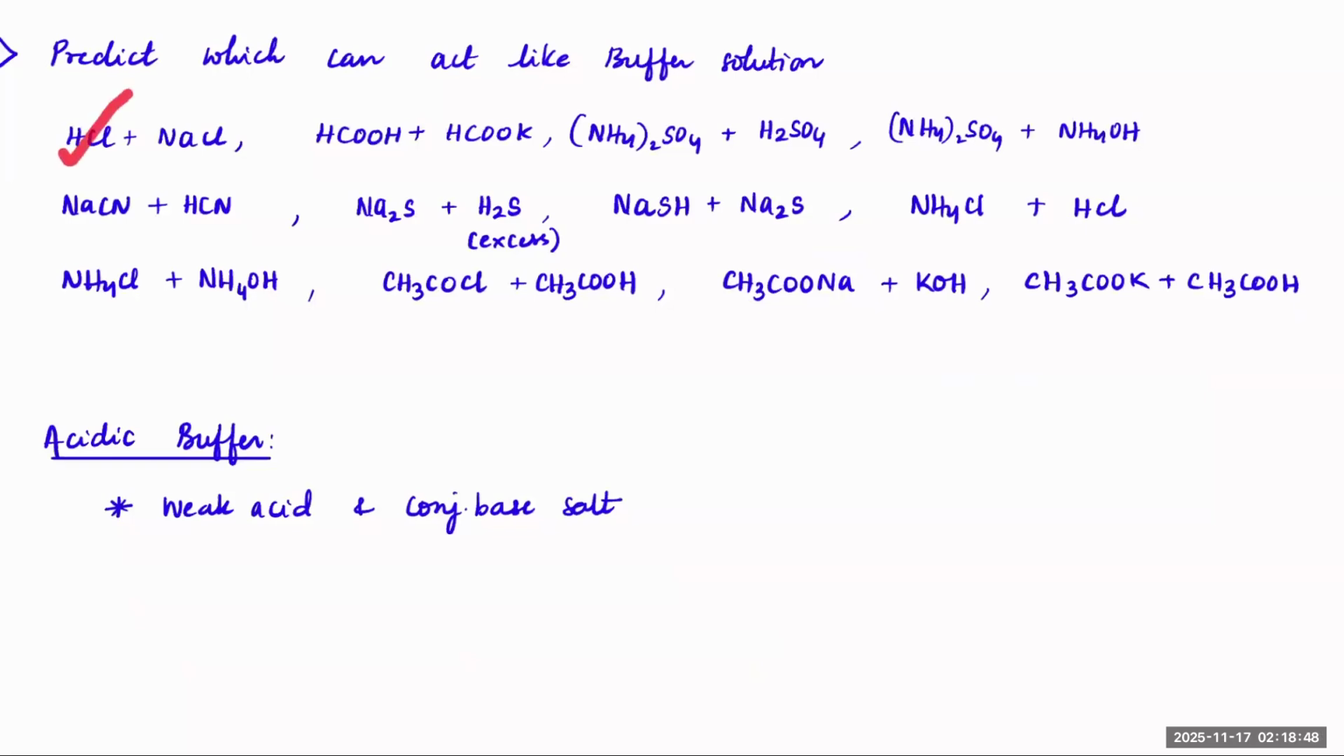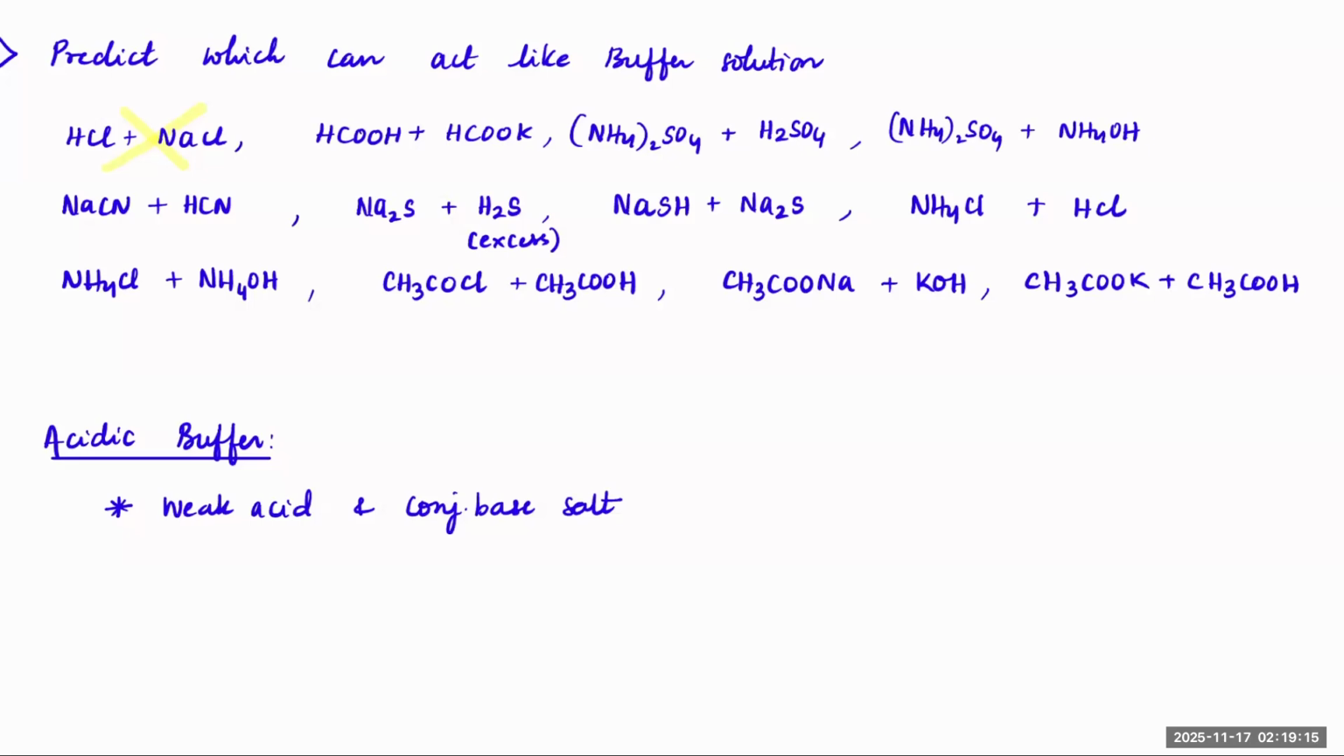For example, HCl combined with NaCl. HCl is a strong acid, NaCl is a normal salt. So is it a buffer? Definitely not. Because for a mixed buffer, we need at least one weak species, either a weak acid or a weak base. None of that is present here. So it cannot act like a buffer.